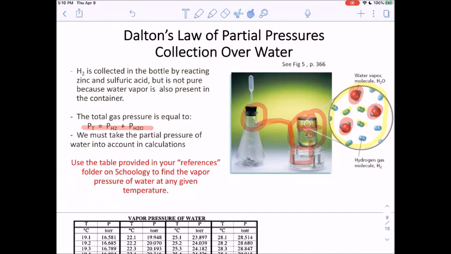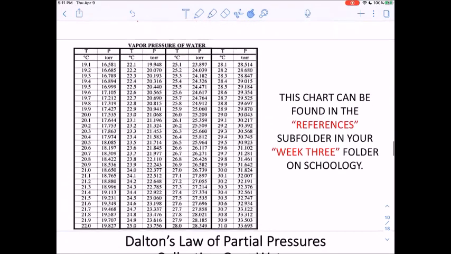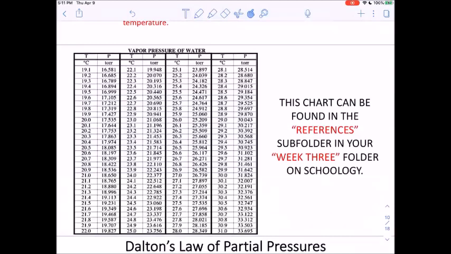If you look here, this reference sheet is also provided to you on Schoology in your references folder. This tells you what the vapor pressure of water is at any of these given temperatures. So whenever you see one of these problems, one of the things it has to tell you is what the temperature of the water is, so that you can know how much pressure is being caused by the vapor coming out of the water. This will always be in that folder for you, so you can use it as a reference. And notice the units are given to you in torr, so where necessary, make sure you do that unit conversion.